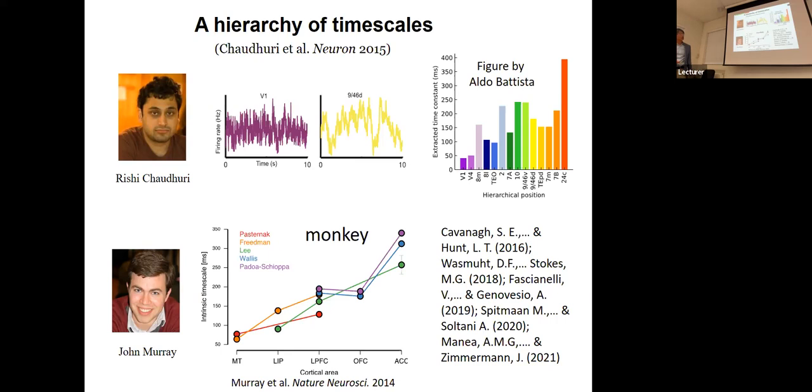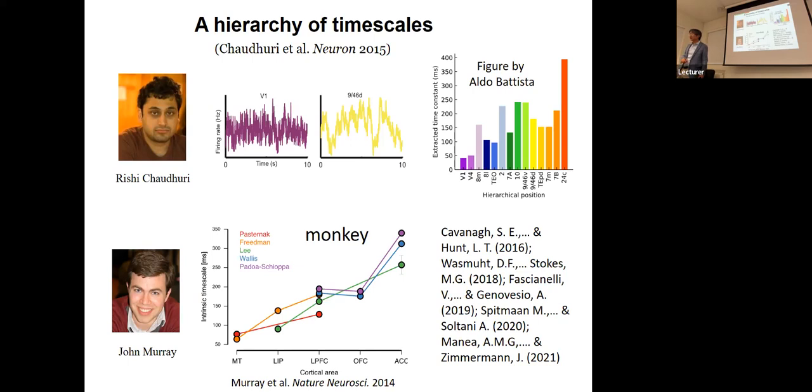Of course, there are many interesting complications. You can ask within each area, is there diversity of time constants, etc. But I think the general trend of time constants along the hierarchy has been tested, in particular by John Murray and other groups. And I think generally that's what you would see.